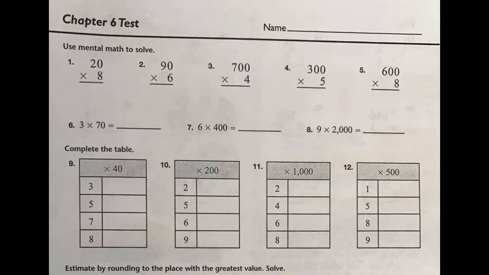All right, and then for 9 through 12, you're going to use the rule of the table to complete the problems. So looking at number 9, for instance, it would be 3 times 40. You would put the answer here beside the 3. This one would be 5 times 40. Put the answer here, and so forth. And you need to make sure that you check out and look very carefully at each rule for each table.